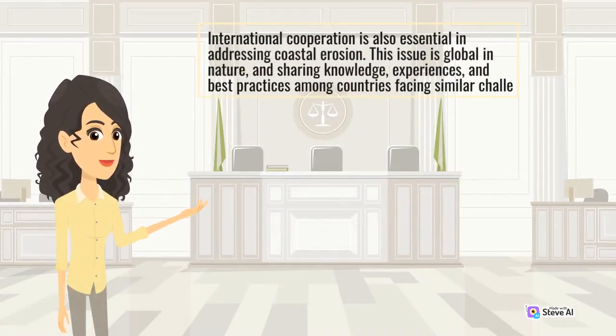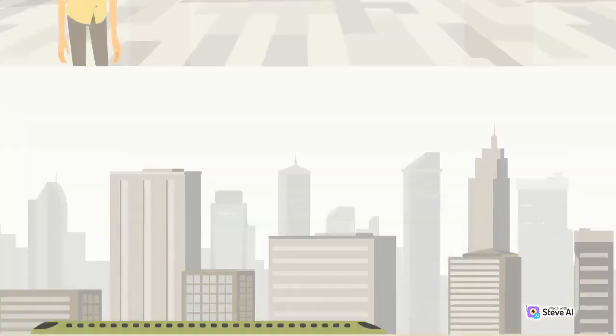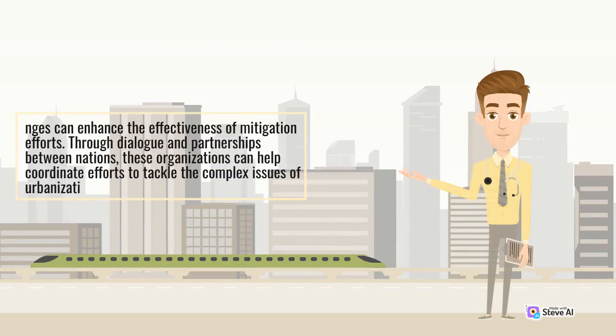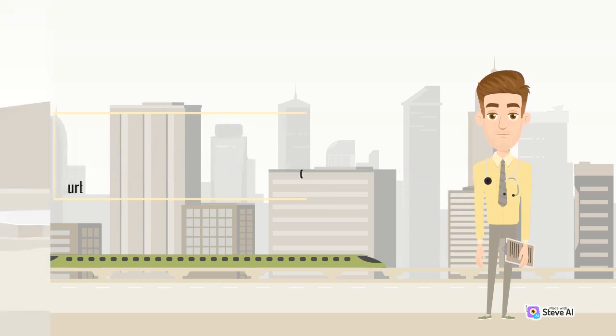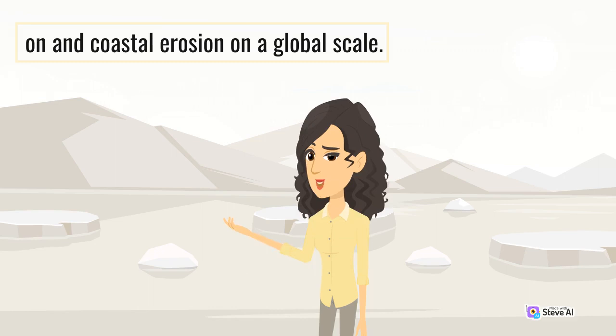International cooperation is also essential in addressing coastal erosion. This issue is global in nature, and sharing knowledge, experiences, and best practices among countries facing similar challenges can enhance the effectiveness of mitigation efforts. Through dialogue and partnerships between nations, these organizations can help coordinate efforts to tackle the complex issues of urbanization and coastal erosion on a global scale.